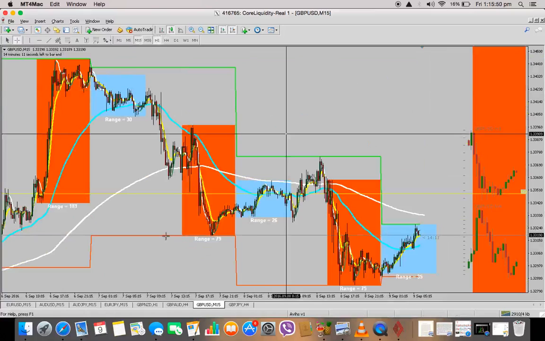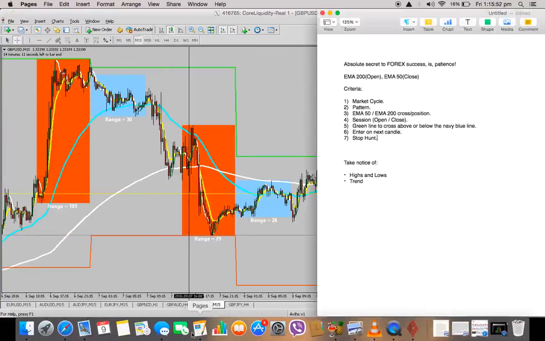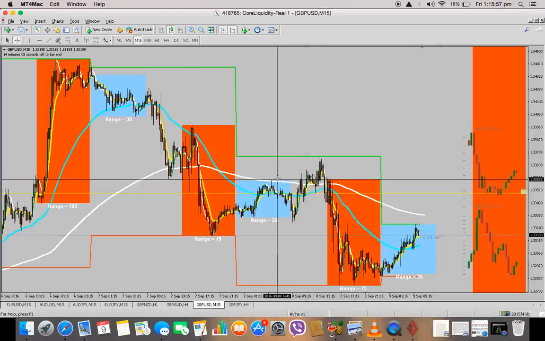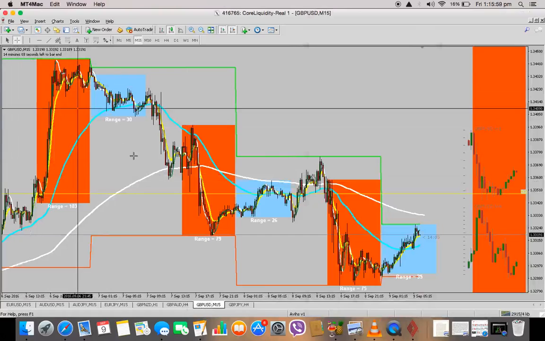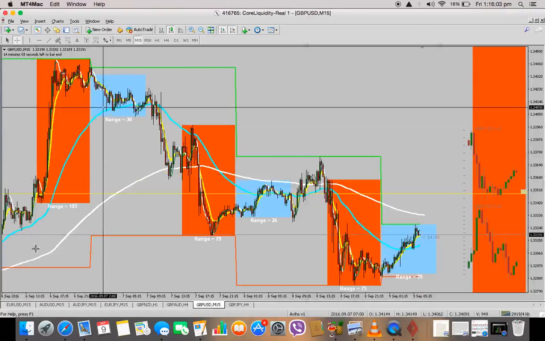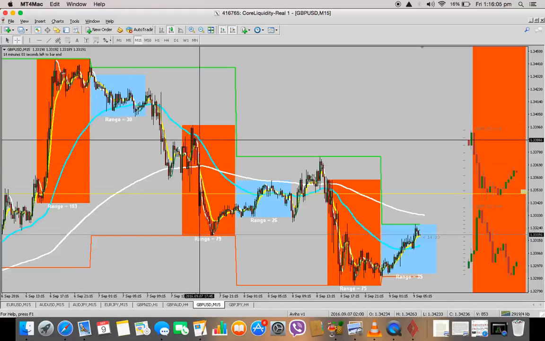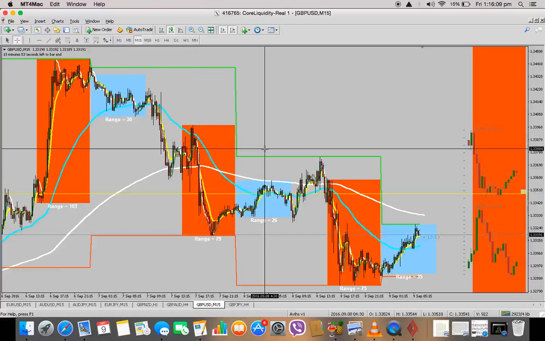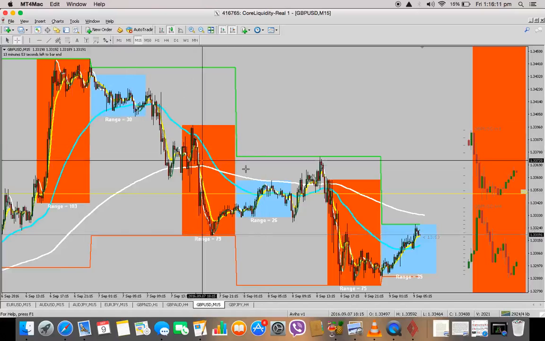Okay, is there anything that I've missed? Okay, take notice of the highs and lows and the trend. Remember we said earlier, if you can kind of figure out the trend directional movement, fantastic. And the EMA 200 and the EMA 50 is going to help you with that. The Elliott waves is going to help you with that. The higher highs, higher lows sort of stuff, take notice of that.